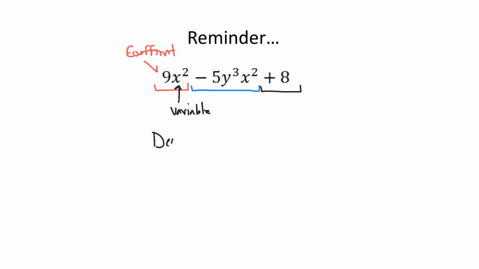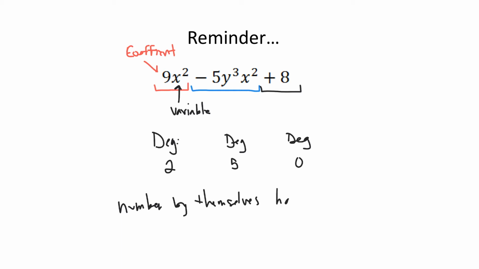And so when we look at degrees, this one here, 9x to the second, has a degree of 2. 5y to the third x to the second has a degree of 5, and 8 by itself has a degree of 0. So numbers by themselves have no degree. The only thing that has degree are basic variables.